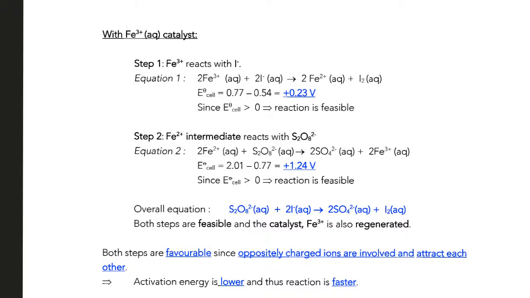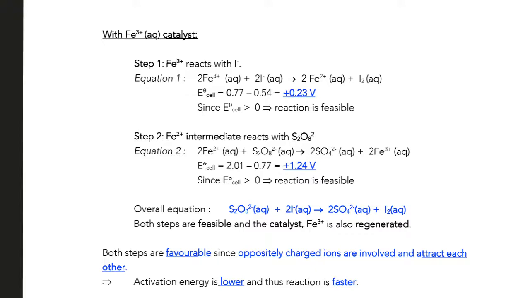So here the catalyst works because it has a different charge, but you must also check that the E0 cell value of this reaction is feasible, as the catalyst transits between the two forms and is able to catalyze the reaction with your iodide and your peroxodisulfate here.